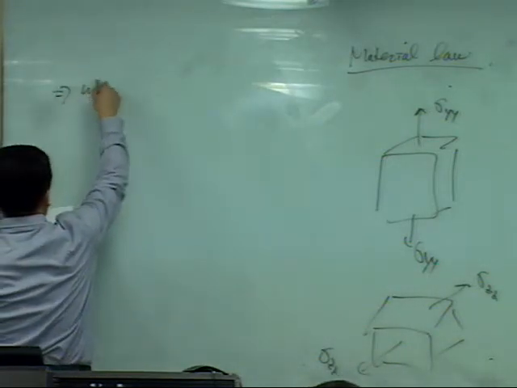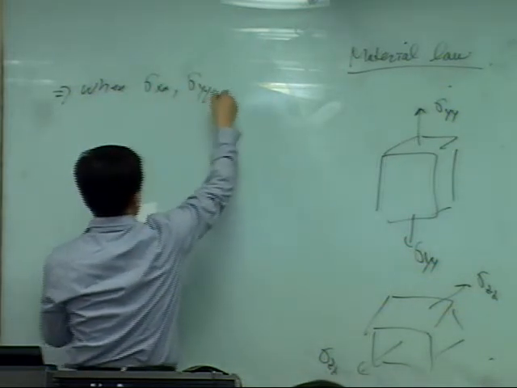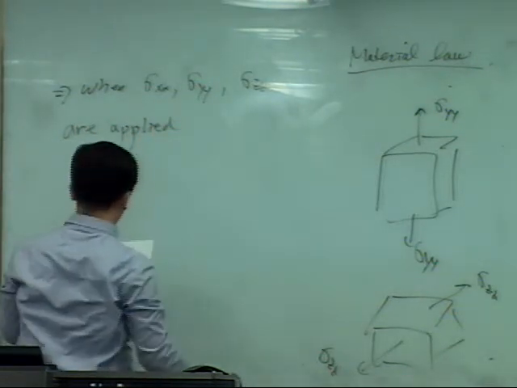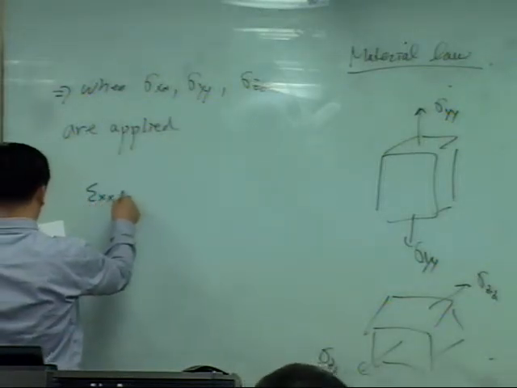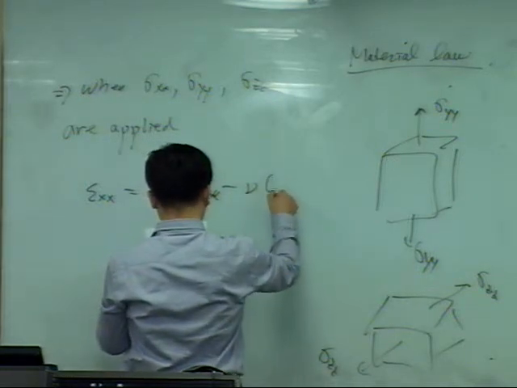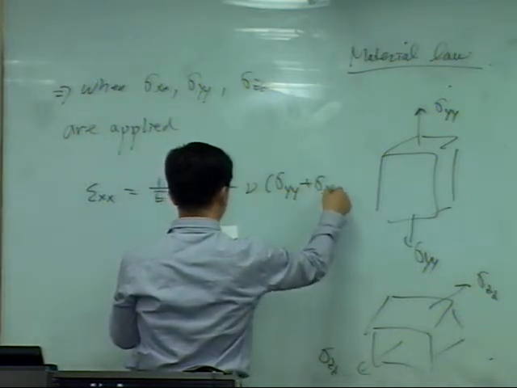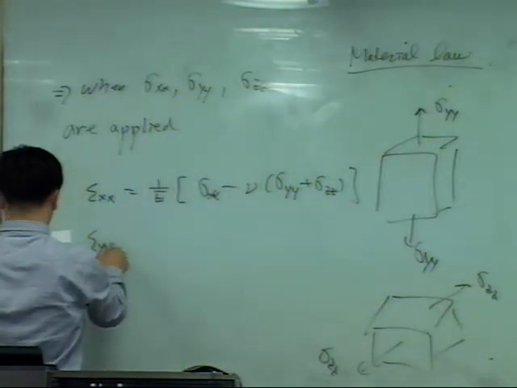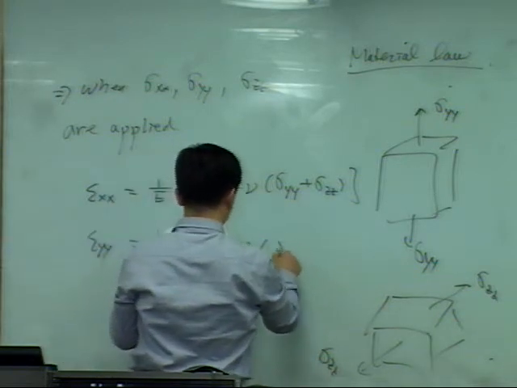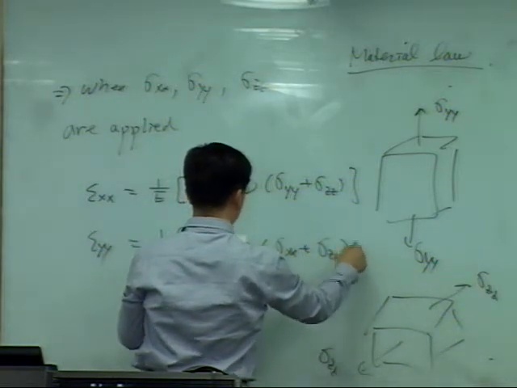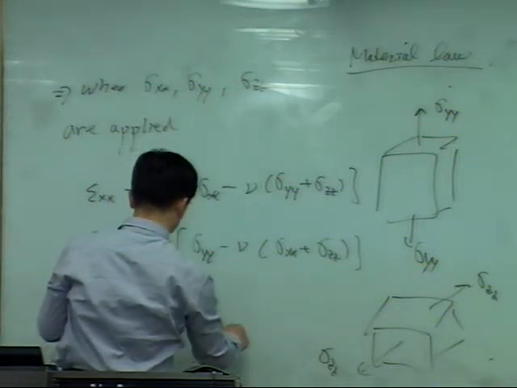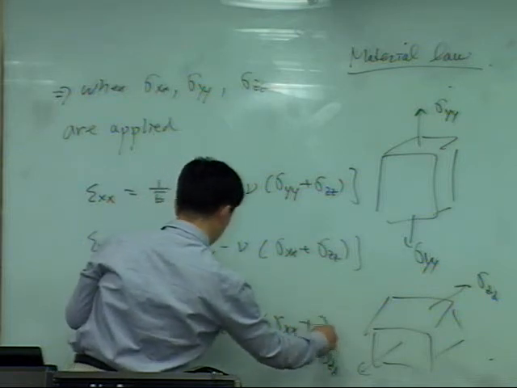here, when stress XX, YY, ZZ are applied together, we are going to have a strain XX equal 1 over E, sigma XX minus mu sigma YY plus sigma ZZ, and strain YY equal 1 over E, sigma YY minus mu sigma XX plus sigma ZZ, and strain ZZ equal 1 over E, sigma ZZ minus mu sigma XX plus sigma YY.